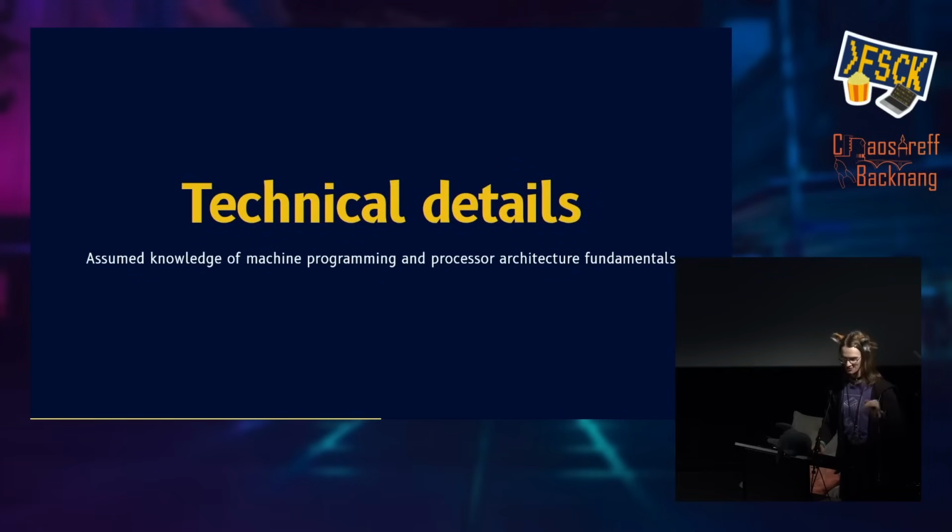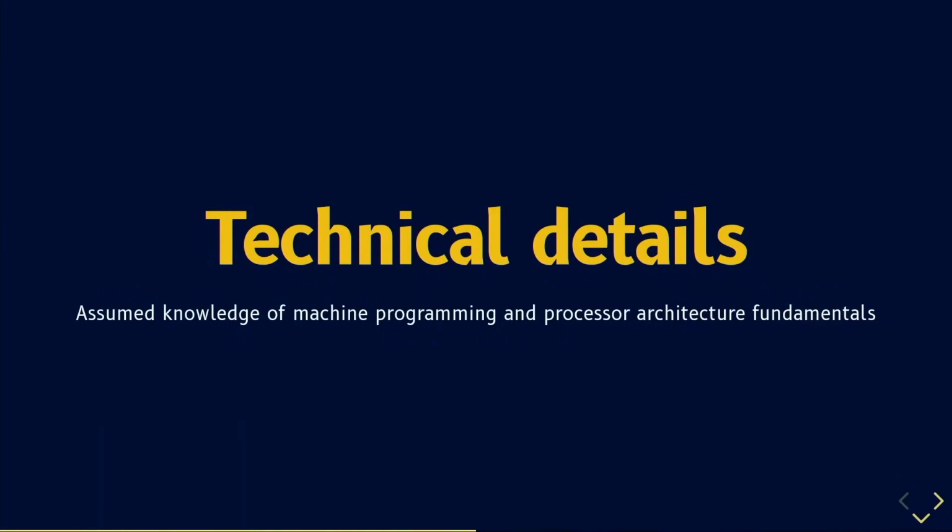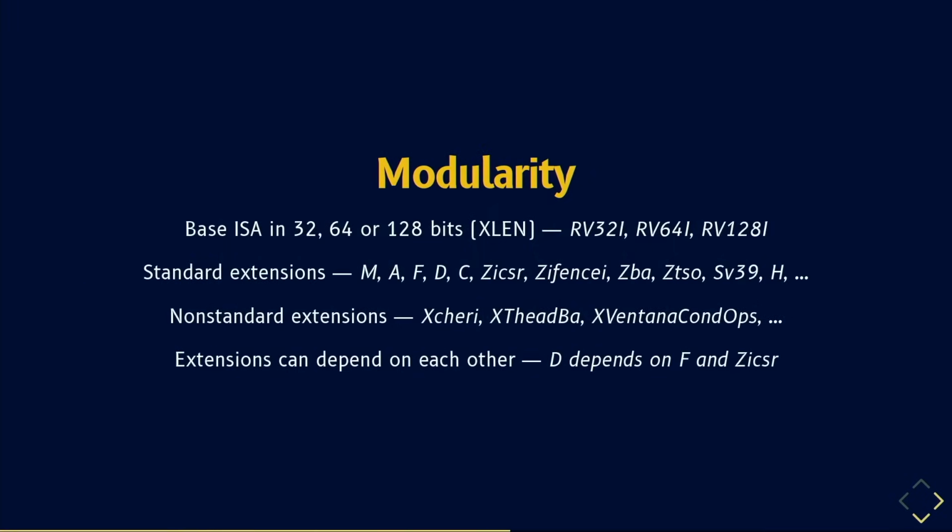So let's get into a bit more technical details. I'm going to assume that you have some basic idea of machine hardware, computer architecture, stuff like that. Also assembly programming. So we're going to get into the weird way that RISC-V names its extensions.